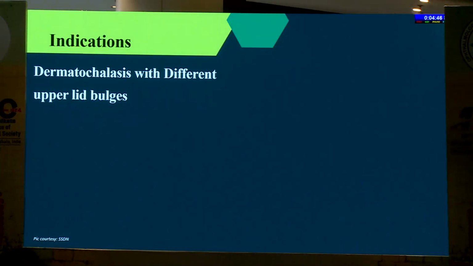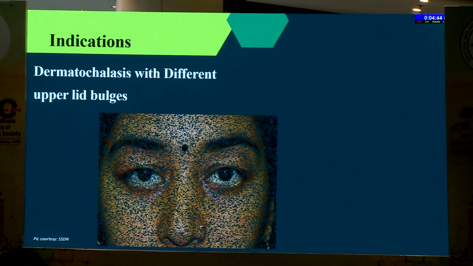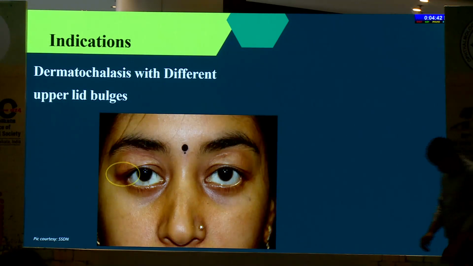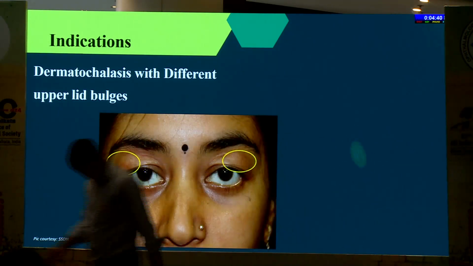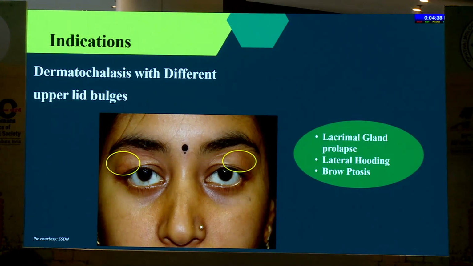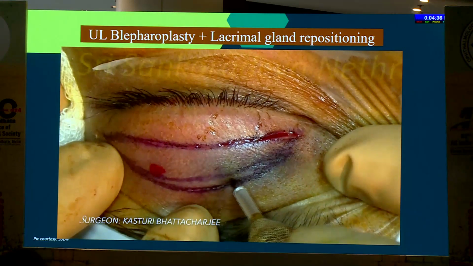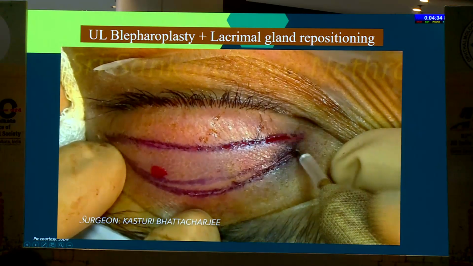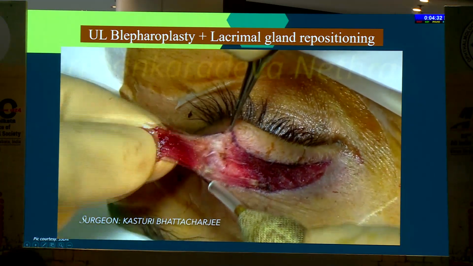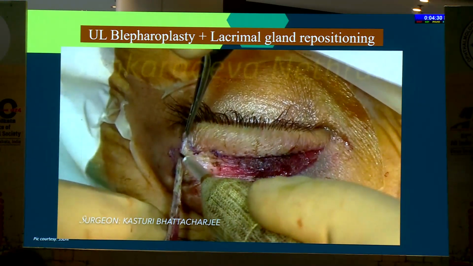So, the dermatochalasis with different upper eyelid bulges also includes a lacrimal gland prolapse, which we can see in this very young patient, which causes lateral hooding and also brow ptosis. Now, in this video, we see an incision is made and we'll be going ahead with the lacrimal gland repositioning.